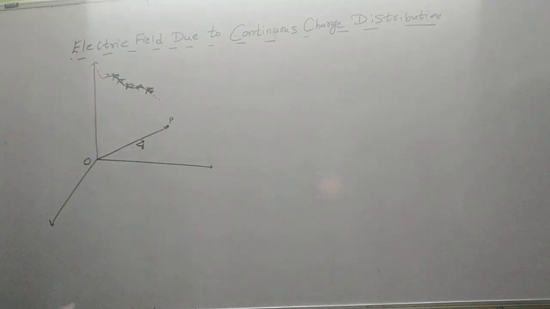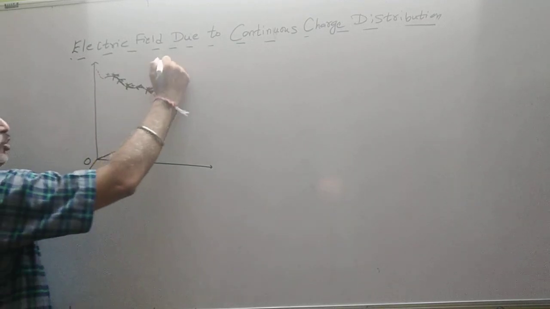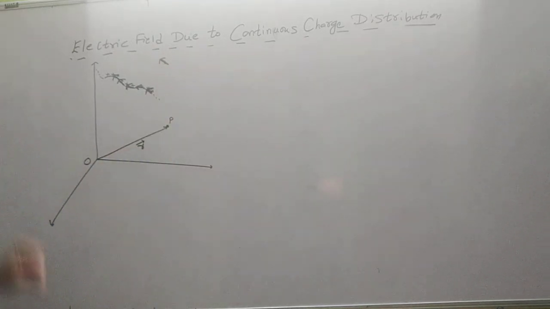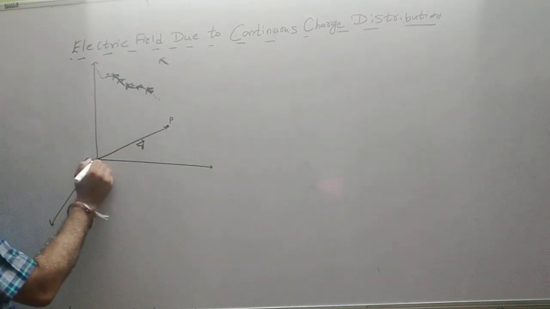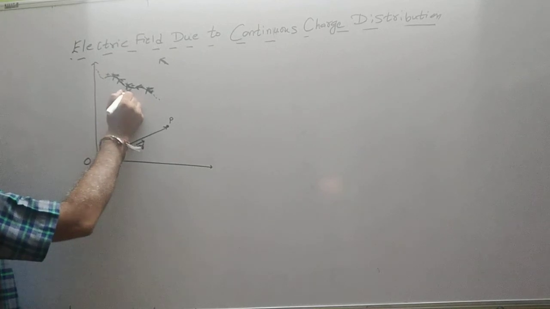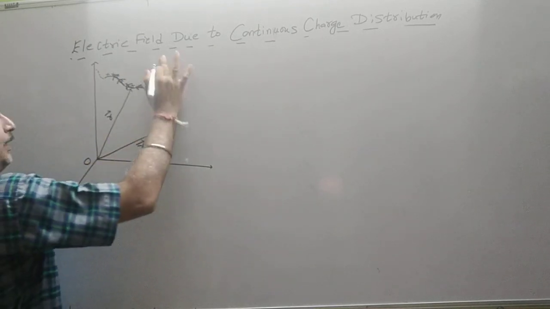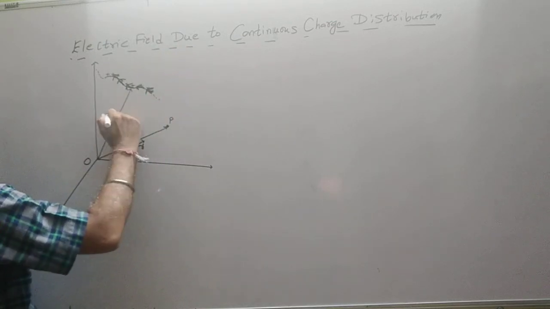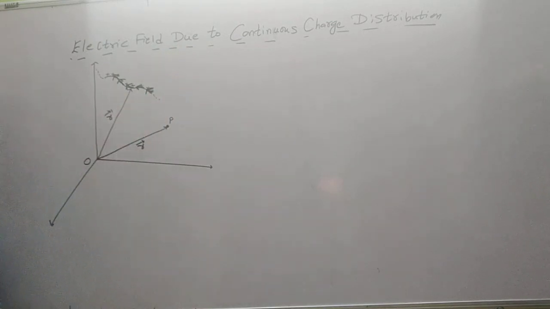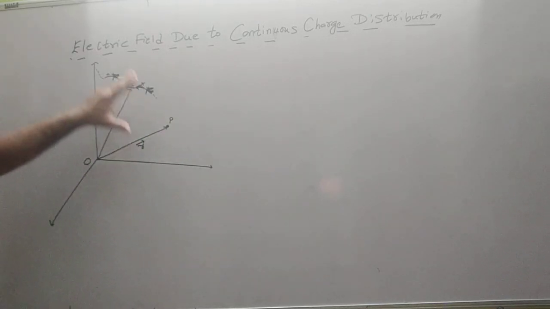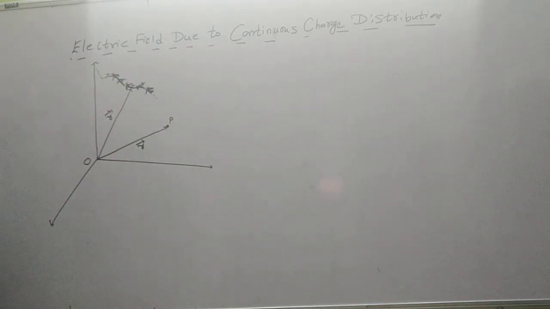Consider any one small element. The elements are drawn like this, a small portion of that wire. Now let us take this element. Let its position vector be r dash vector. If I change the element, the distribution of the charge may also change if it is a non-uniform charge distribution.